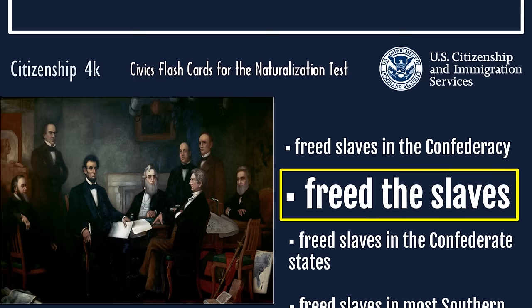What are the two major political parties in the United States? Democratic and Republican.